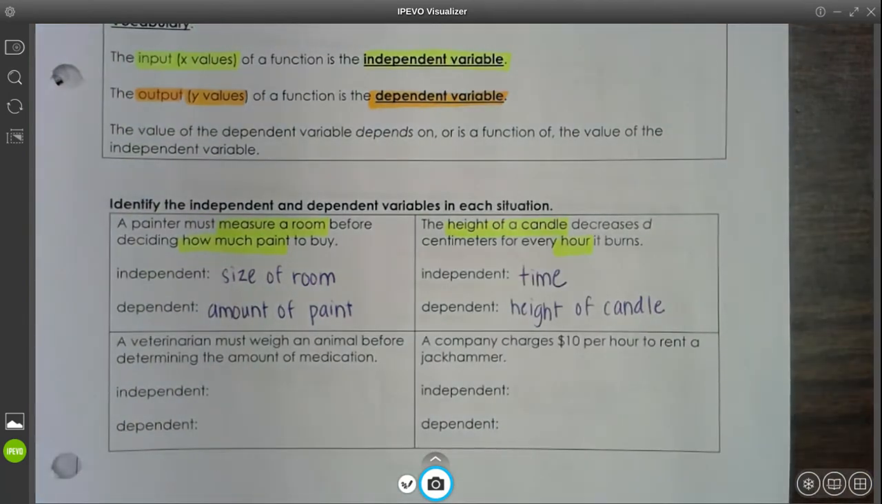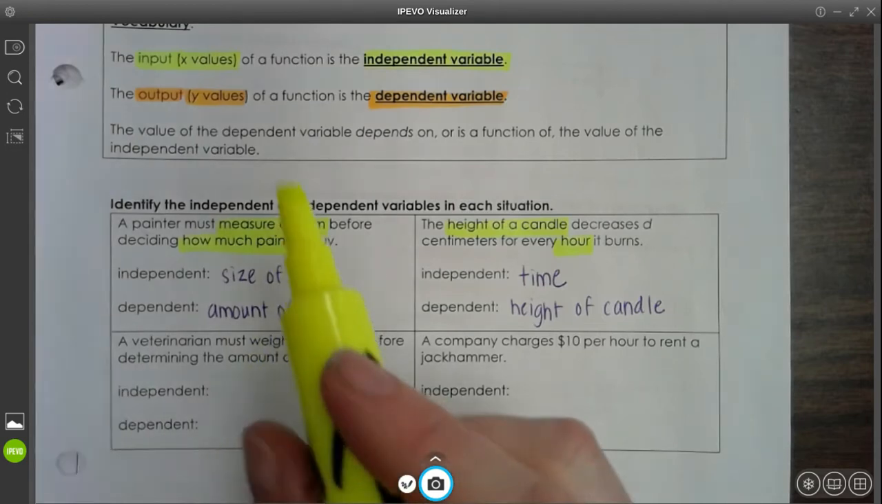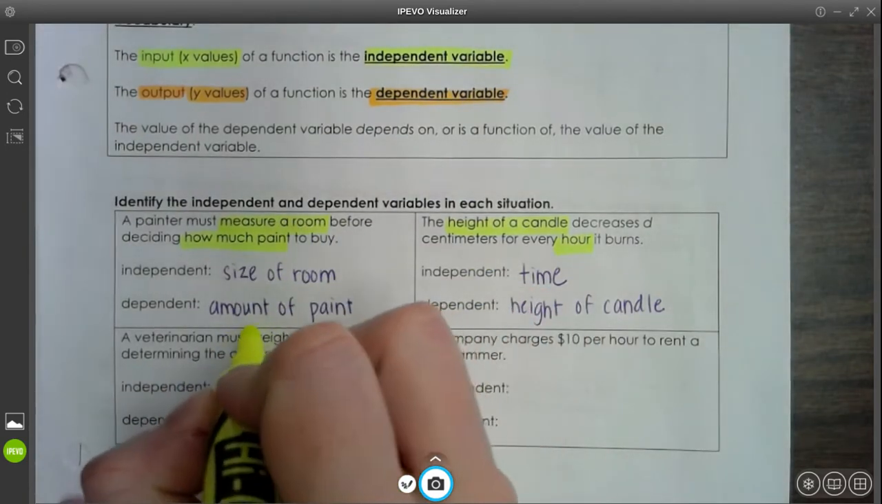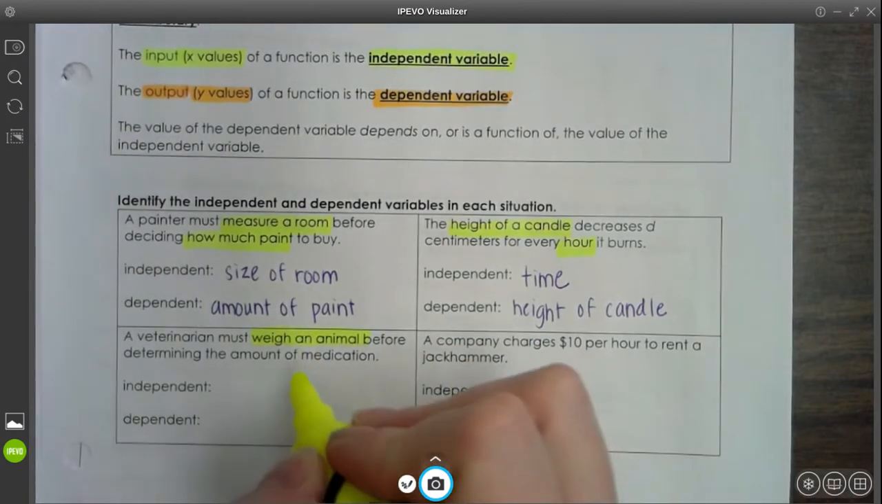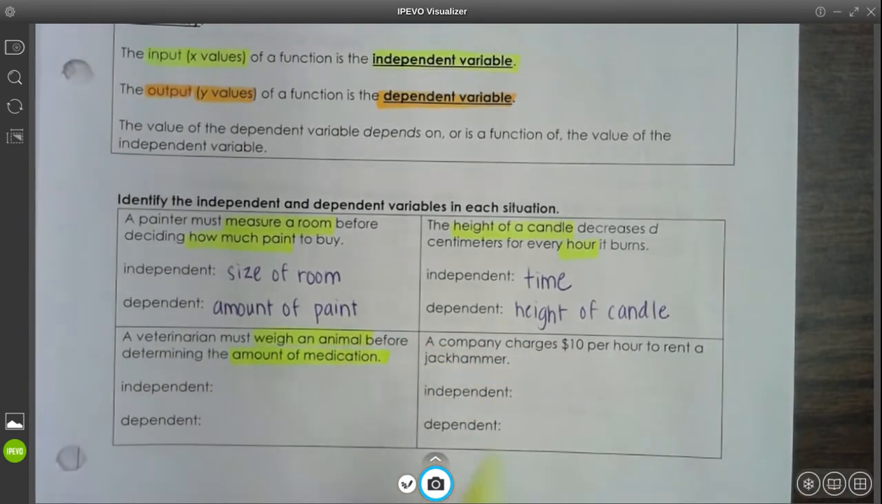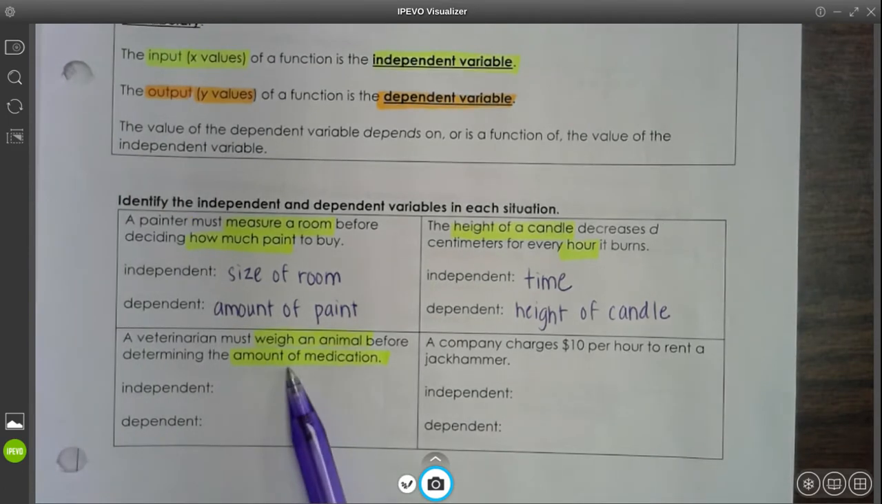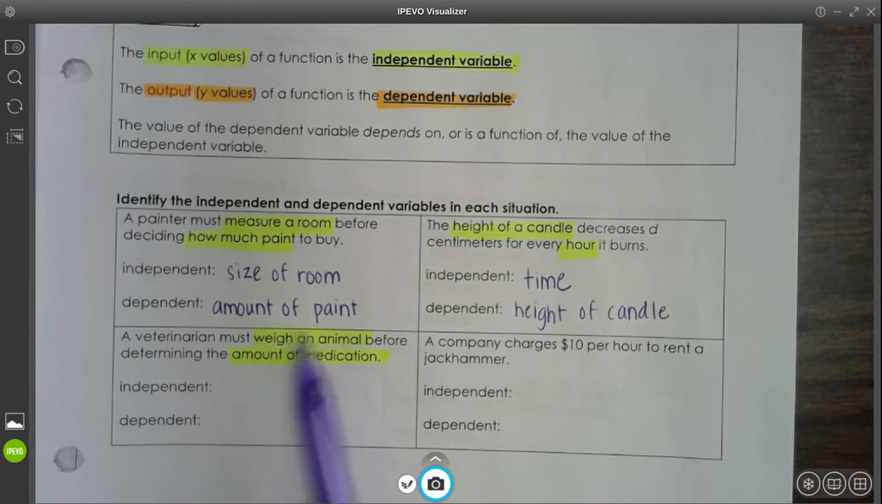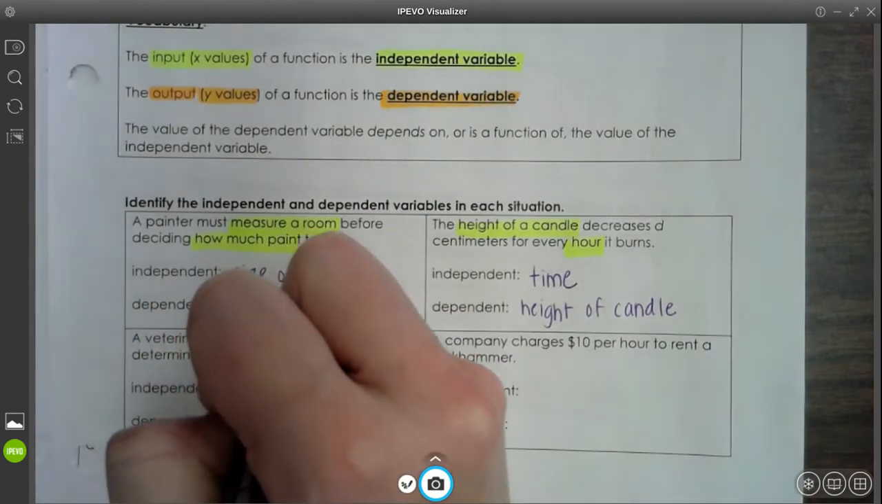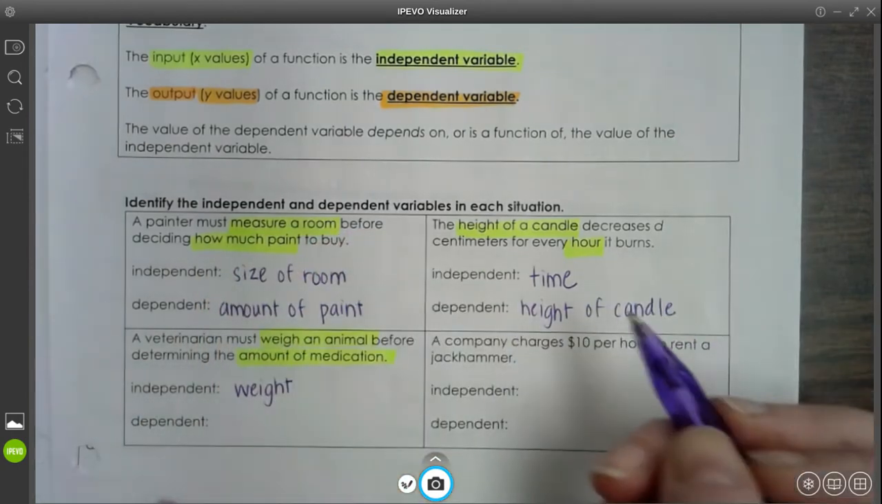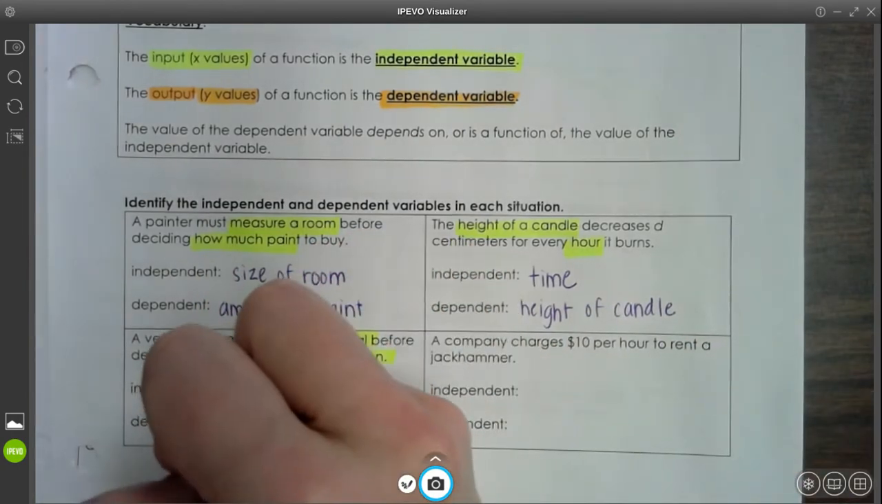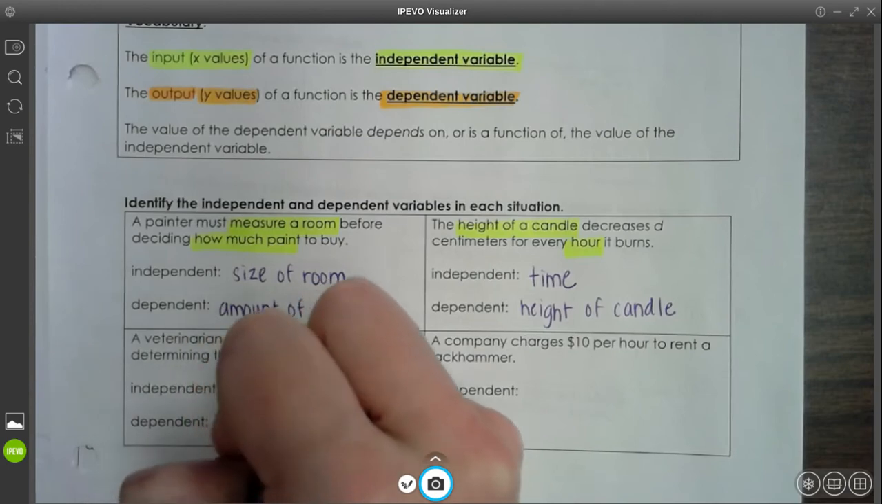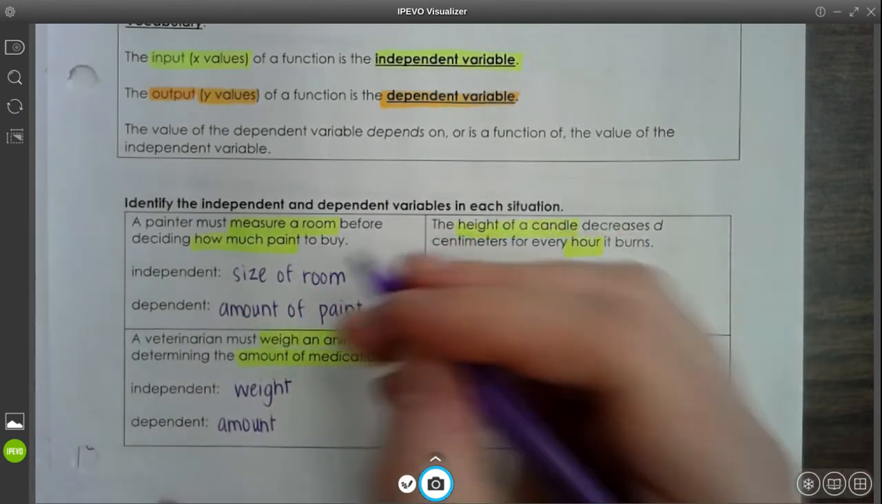The next one says a veterinarian must weigh an animal before determining the amount of medication. So the weight of the animal is going to be one variable, and the amount of medication is going to be the other. So which one depends on the other? Well, how much medication depends on what the weight is, okay? So the independent variable here is the weight of the animal because the amount of medication depends on how much the dog or the cat weighs.